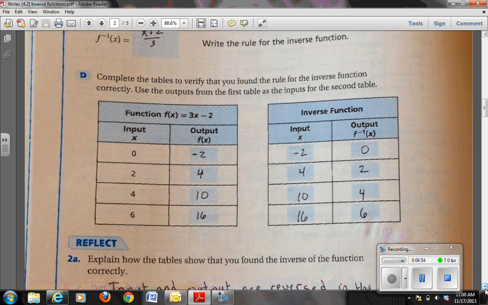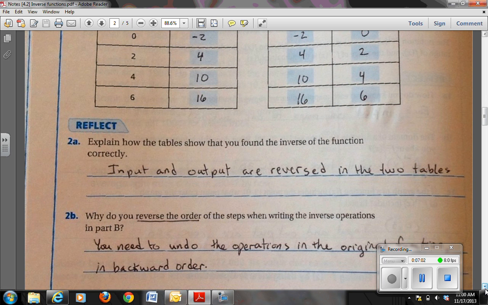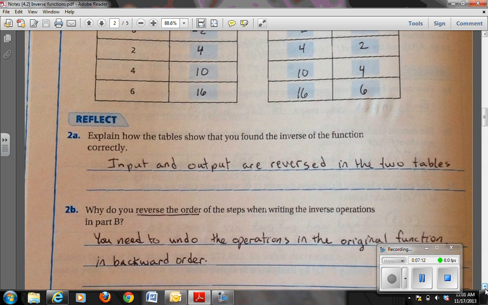Going to the Reflect, it says, explain how the tables show that you found the inverse of a function correctly. If I had actually plotted all my points in the table rather than just flipping them around, if I had truly plugged them into the equation, I would see that, in fact, the x's and y's have been reversed.